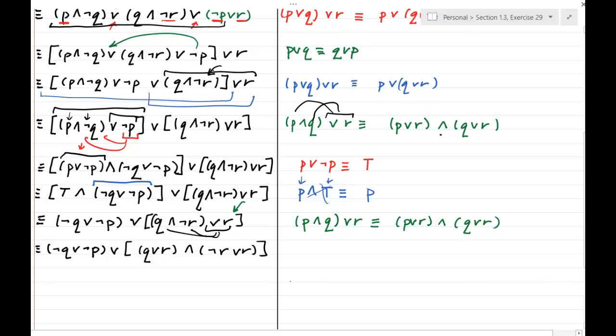We see something good, hopefully. What do you see? Hopefully you see that if I've got the negation of something or that thing, I get true. Okay? So I know this is true. All right? True. Let's see what we've got going on now. Not very many steps left, guys.